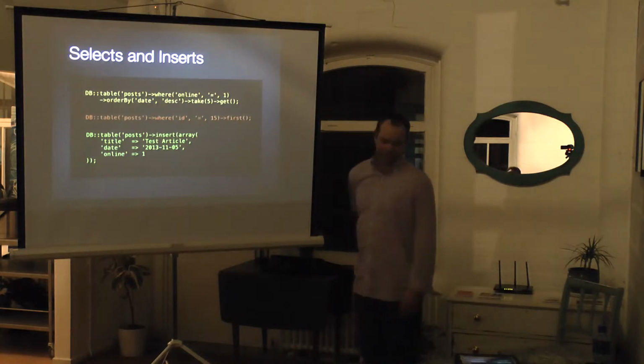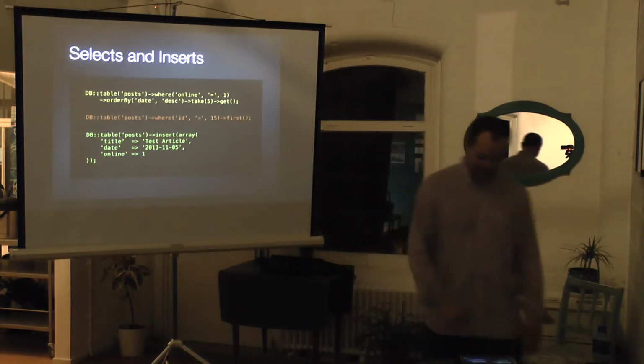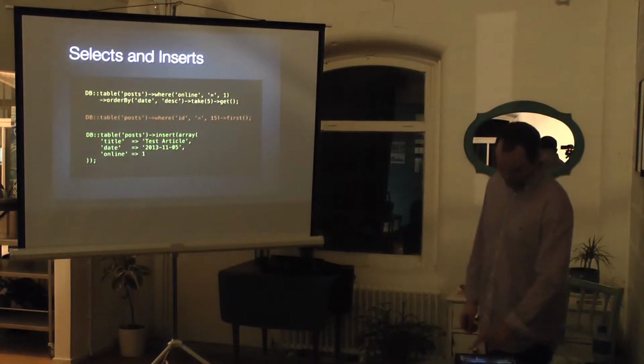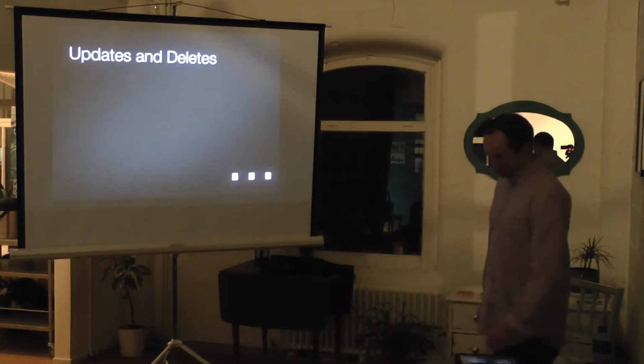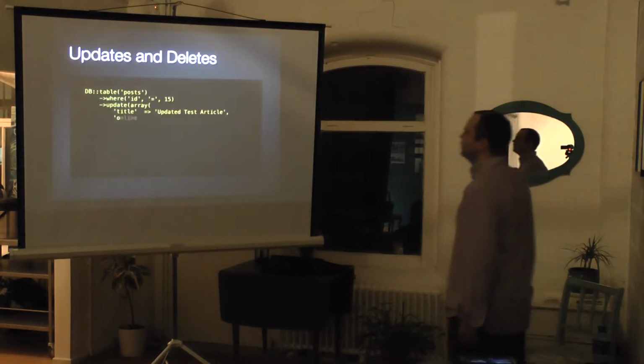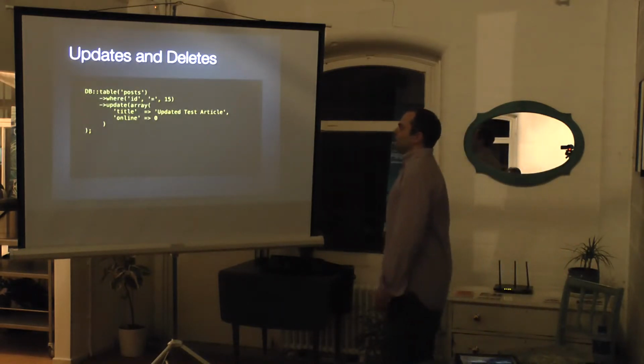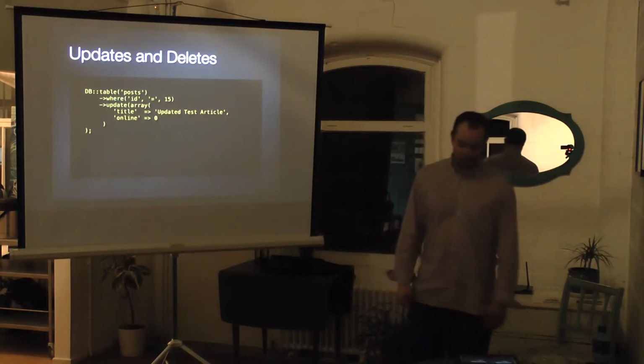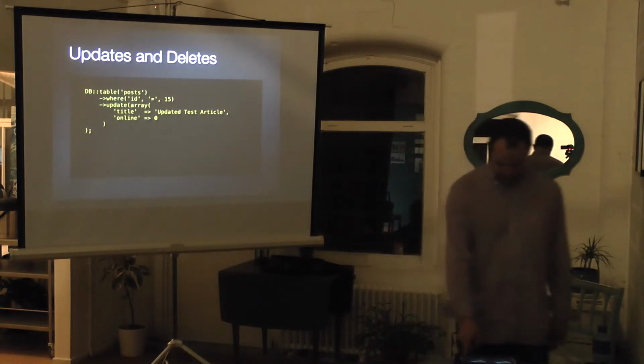Yeah, that's just obvious what's going on there. Pass in an array and it gets put in the database. Updates and deletes, just as easy. In that case, we're fetching a record that has an ID of 15, updating it with a new title and setting it to be offline. Easy.